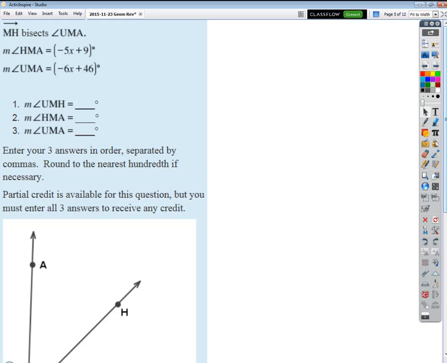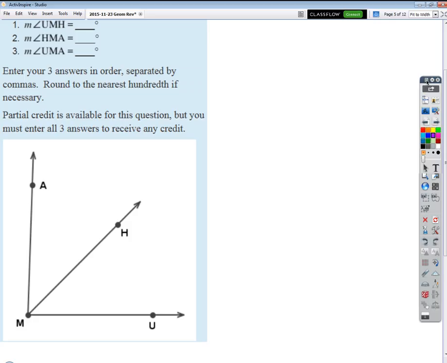Okay, the other important part of bisect is that not only does it cut the angle into two pieces, but the two pieces have to be equal. Anytime you bisect something in geometry, that will always be the case. So what that tells us is that this little angle down there is congruent to that little angle right there.